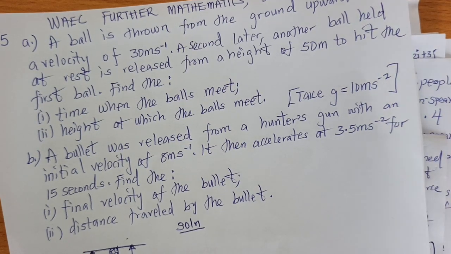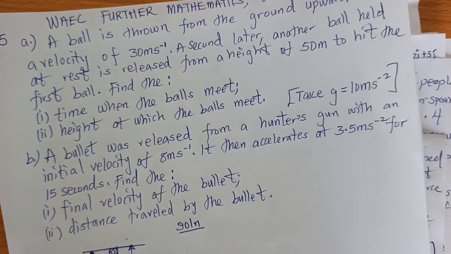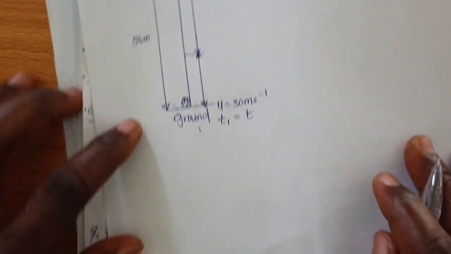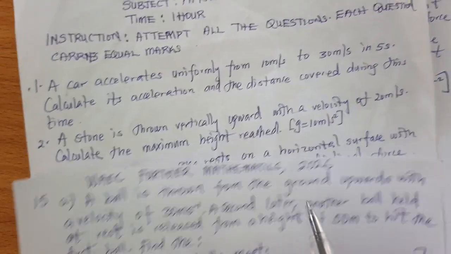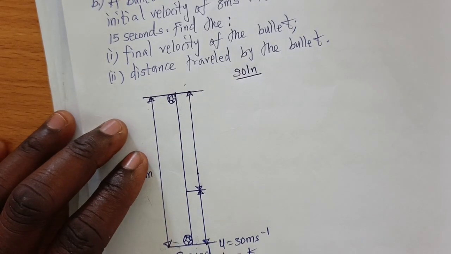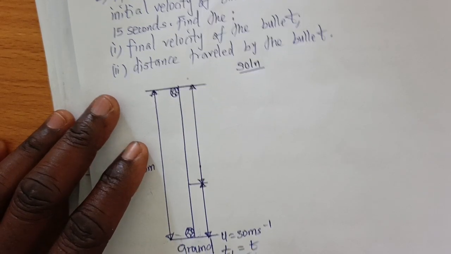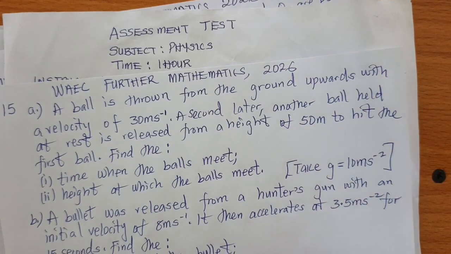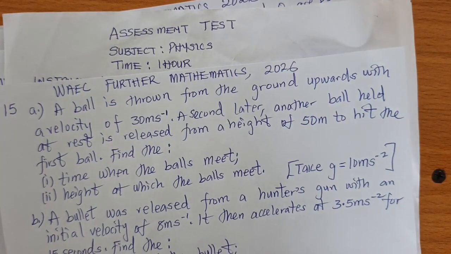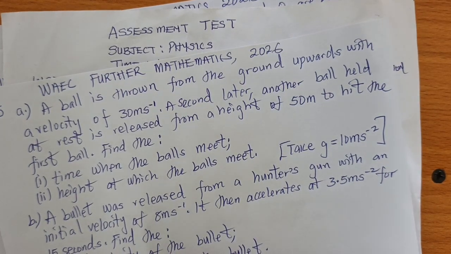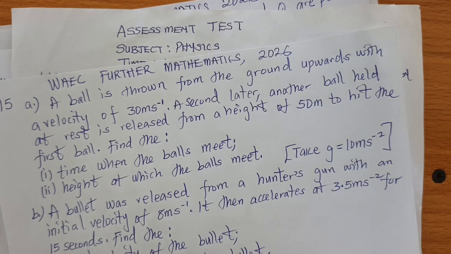Now the time taken here, let's take this to be t1, and represent it by the letter t. The time taken for the ball coming from the ground is t1, which is equal to t. A second later, another ball is held at rest, which means its initial velocity is 0.